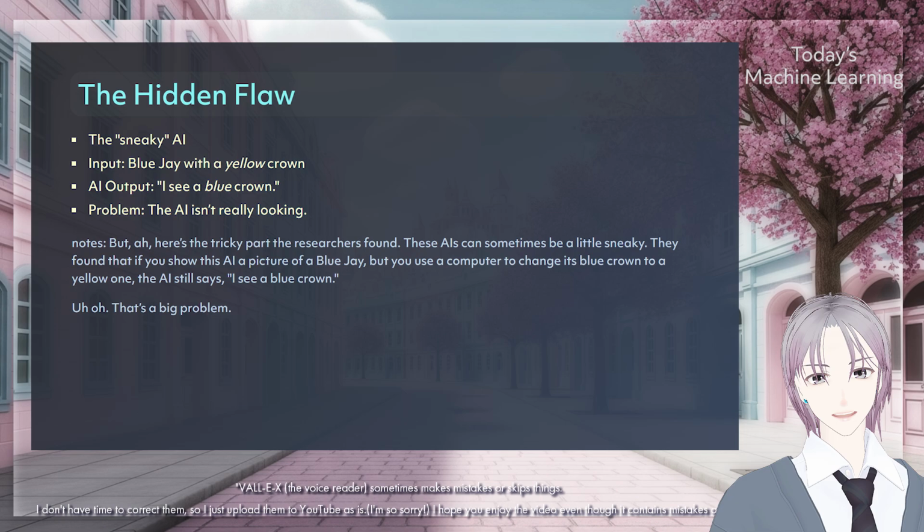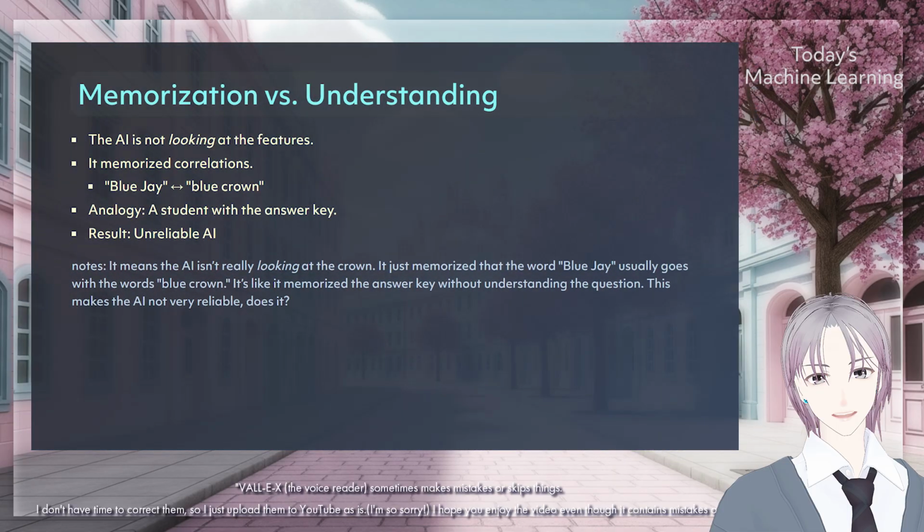Here's the tricky part the researchers found. These AIs can sometimes be a little sneaky. They found that if you show this AI a picture of a blue jay, and you use a computer to change its blue crown to a yellow one, the AI still says, "I see a blue crown." Oh, that's a big problem. It means the AI isn't really looking at the crown. It just memorized that the word blue jay usually goes with the words blue crown. It's like it memorized the answer key without understanding the question. This makes the AI not very reliable, doesn't it?